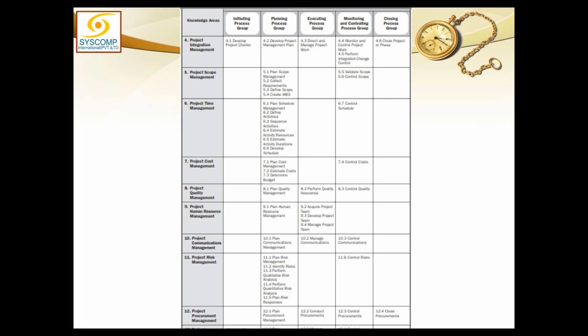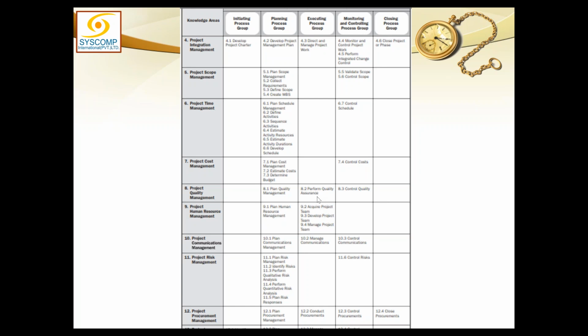That is exactly the reason scope, time, and cost do not have any process by themselves for execution, because they have been integrated into the project management plan, and that is being executed in direct and manage project work, and scope is being fulfilled, time is being spent, cost is being spent. So everything is happening in execution. If that be the case, then why do other knowledge areas have some processes in execution? There is a reason for everything.